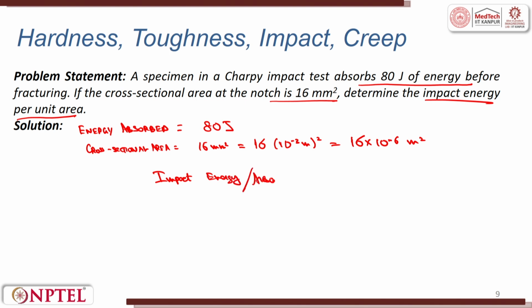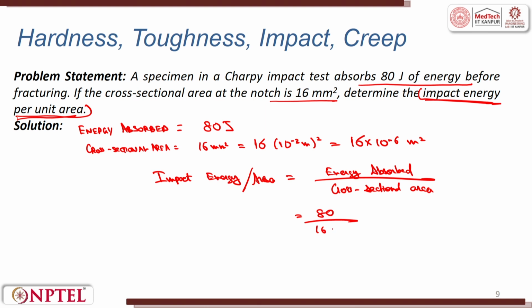This is what is asked: impact energy per unit area. So this is equal to energy absorbed by cross sectional area. This is energy absorbed per unit cross sectional area. This is equal to 80 by 16 into 10 raised to power minus 6.